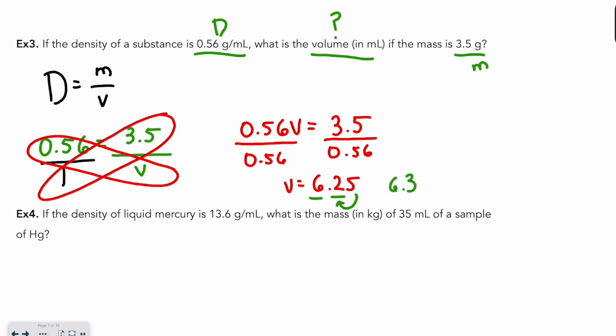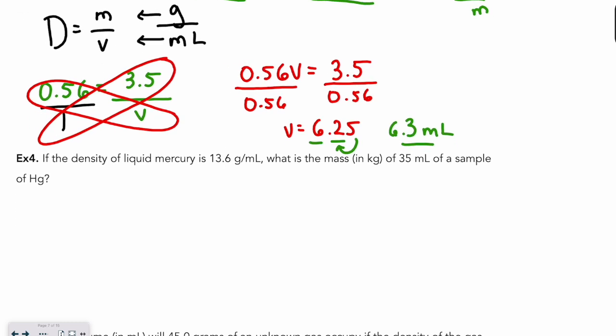Now, the units for my density were grams per milliliter. Grams are the unit for mass. That's where the grams came from. Over milliliters was the unit for volume. So that tells me, since I'm solving for volume, that my unit for my volume will be milliliters. And that's it. All right, let's look at another situation.